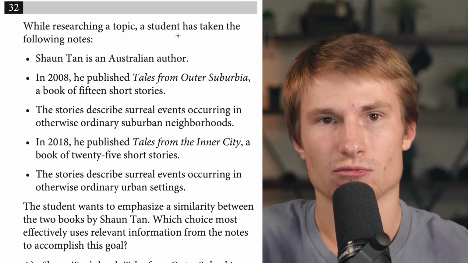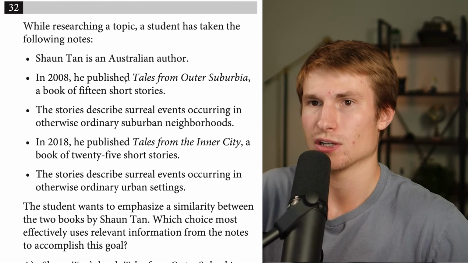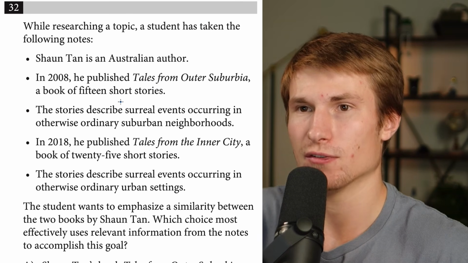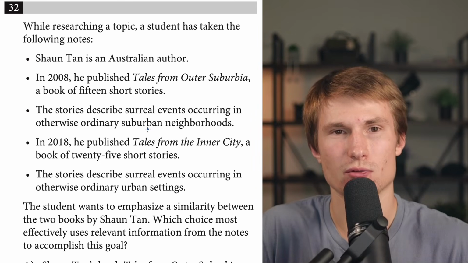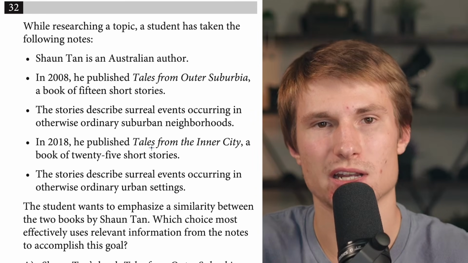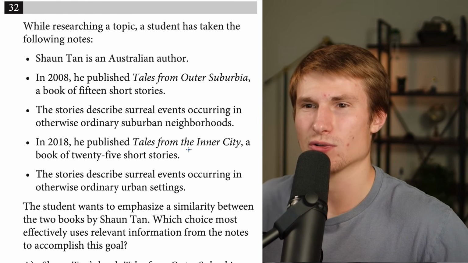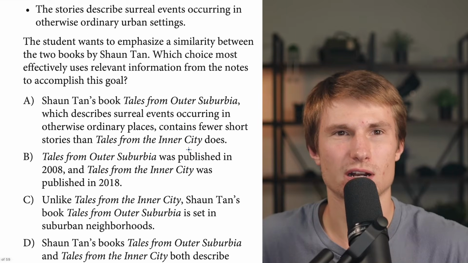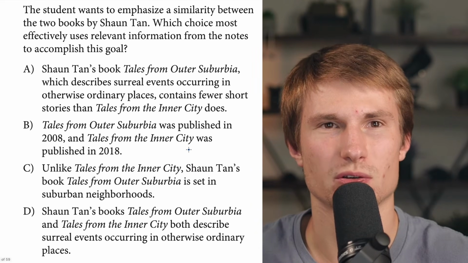Question 32. While researching a topic, a student has taken the following notes. Xuan Tan is an Australian author. In 2008, he published Tales from Outer Suburbia, a book of 15 short stories. The stories describe surreal events occurring in otherwise ordinary suburban neighborhoods. In 2008, he published Tales from the Inner City, a book of 25 short stories. The stories describe surreal settings occurring in otherwise ordinary urban settings. The student wants to emphasize a similarity between the two books by Xuan Tan. Which choice most effectively uses relevant information from the notes to accomplish this goal?